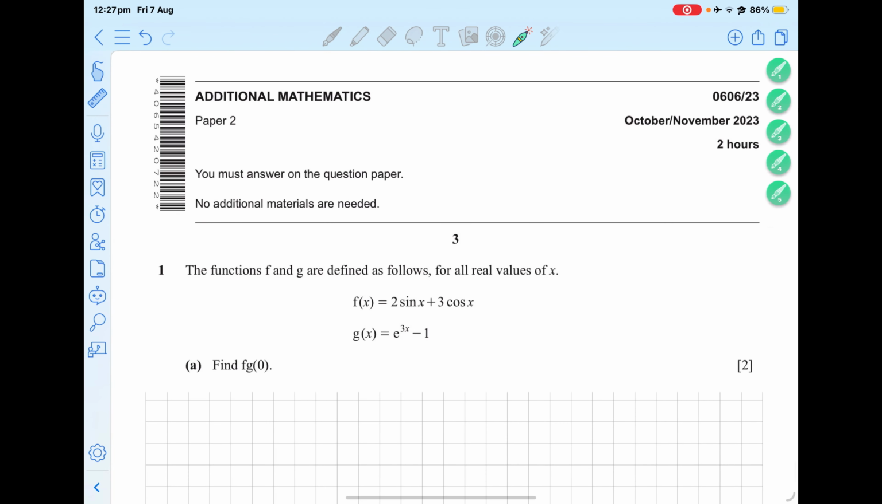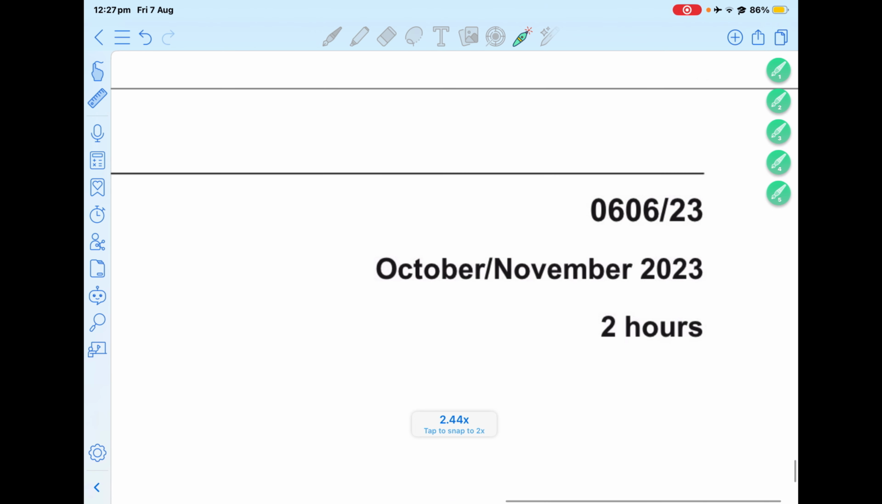Hello everybody, today we're going to be solving this specific paper 060623 October November 2023. So let's begin.